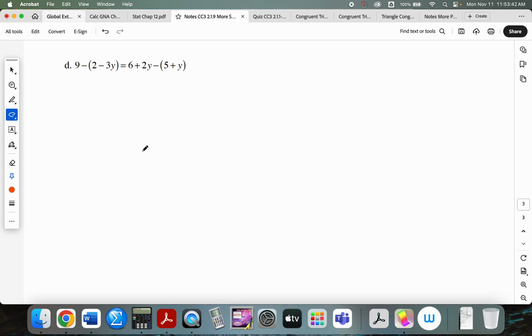All right, let's look at this one. There's no simplifying I can do inside the parentheses or outside, so I'm just going to go ahead and do the opposite. So the opposite of 2 minus 3y is negative 2 plus 3y equals 6 plus 2y. The opposite of 5 plus y is negative 5 minus y.